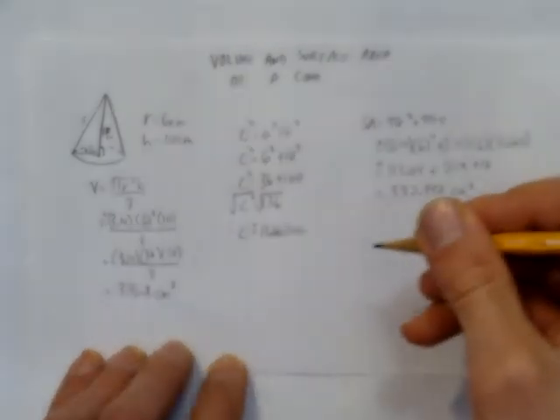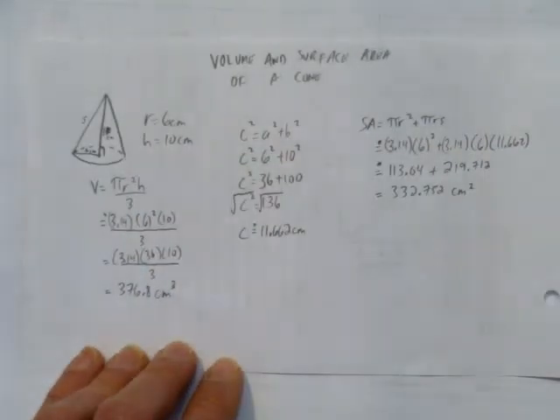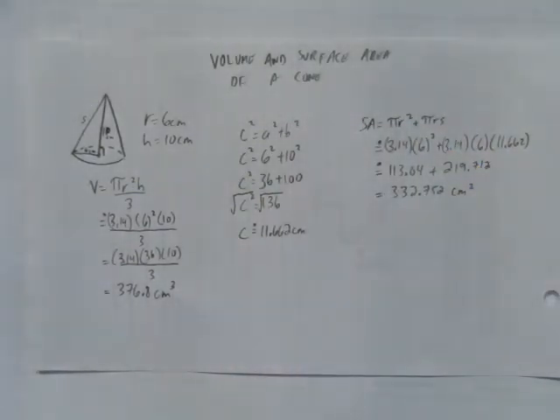If this was a word problem, we'd put a word answer, but it's just the shape given, and we found the volume and the surface area of the cone.